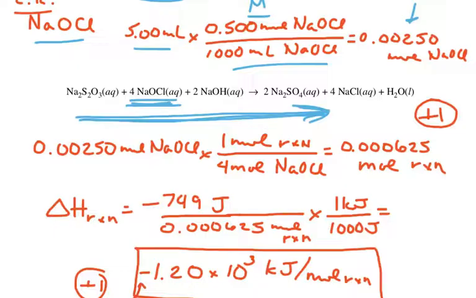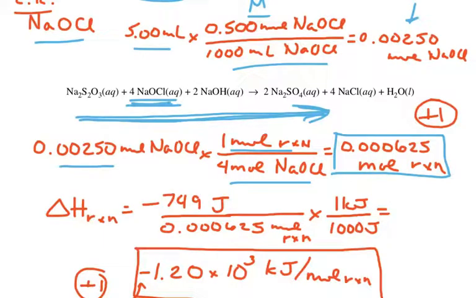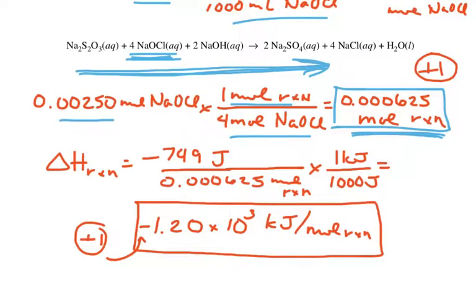Okay, so we're going to say if I had 0.0025 moles of NaOCl, it takes 4 moles to get 1 mole of reaction. So the moles of reaction is 0.000625 moles. If they saw that you took that number here and got to the moles of reaction, that's worth 1 point. Then all you have to do is take our energy, the 749 joules, divide by the moles.